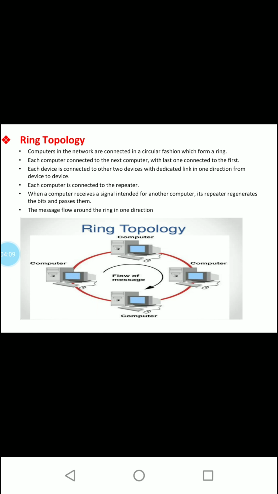Each computer in the ring incorporates a repeater. When a computer receives a signal intended for another computer, the repeater regenerates the bits and passes them along, so the message flows in one direction around the ring. Today, higher speed LANs have made this topology less popular. Then what are the advantages and disadvantages of the ring topology?